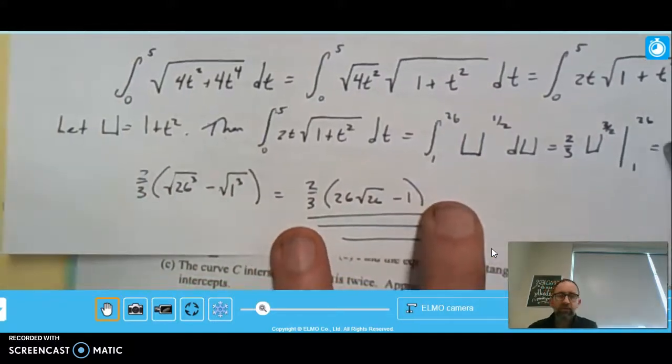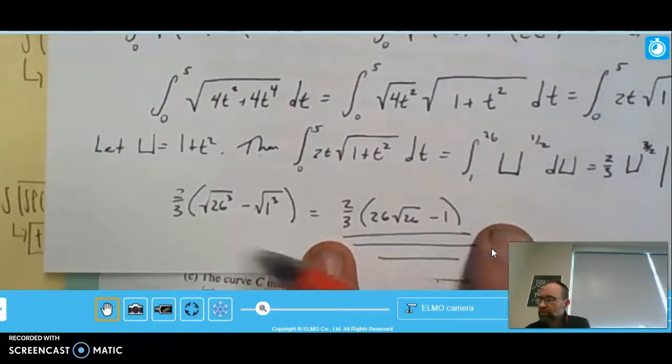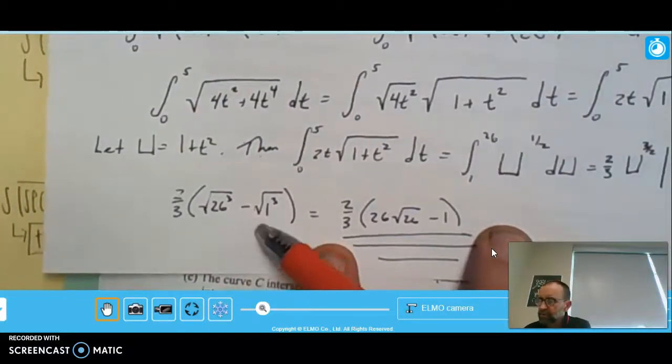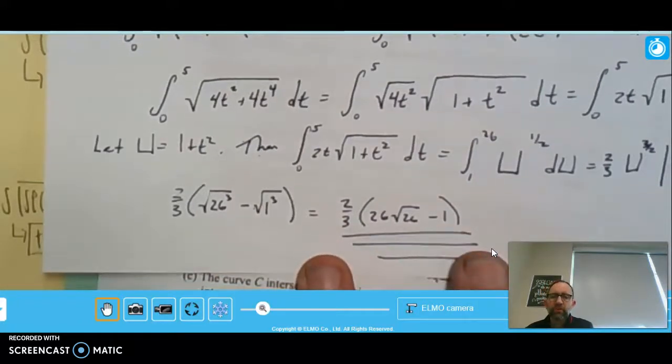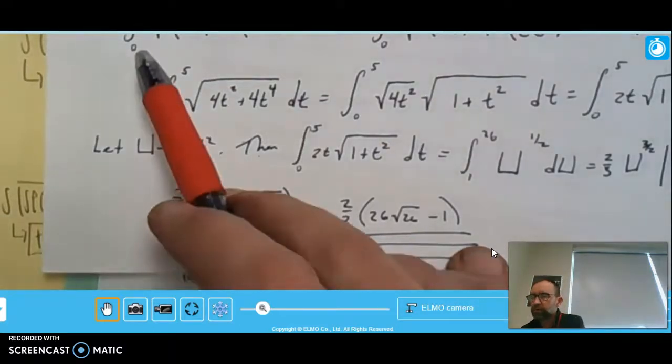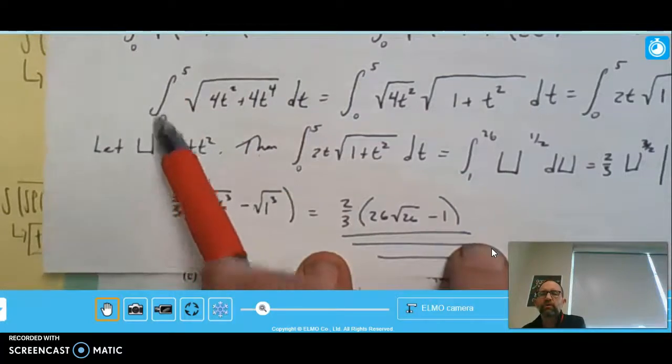We plug those in. We'll have the square root of 26 cubed minus the square root of 1 cubed, and that will give us what you see here. And that would be the distance that the particle would travel as it moves along the curve from time equals 0 to time equals 5.